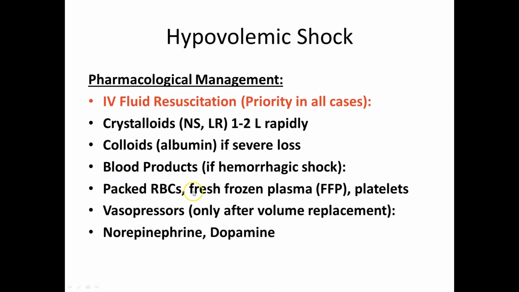We've talked about packed red blood cells, FFPs. If there are issues because maybe we're bleeding because we have thrombocytopenia, we can look at platelets as well. Again, vasopressors after we've tried to restore volume, and again, your inotropic medications as well as your vasopressors.